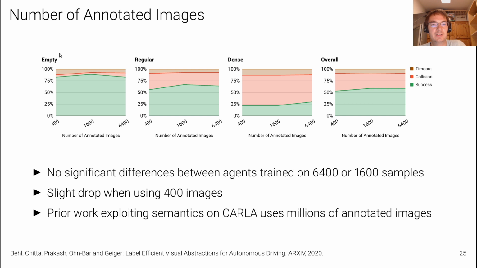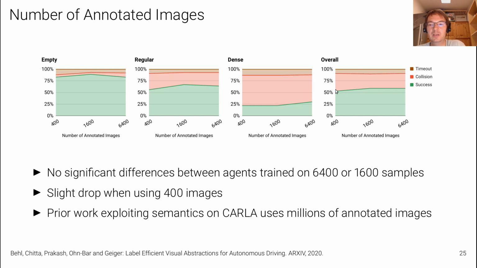Next, we investigated the impact of the number of annotated images for the learned visual abstractions. We tested 400 labeled images, 1,600 labeled images, and 6,400 labeled images. Here you can see again the plots for the empty, the regular, the dense, and the overall performance. Let's focus on the overall performance. We see that the success rate slightly drops when going from 1,600 to 400 images.